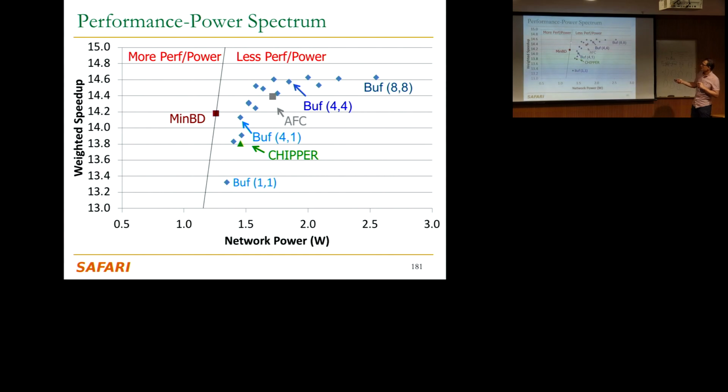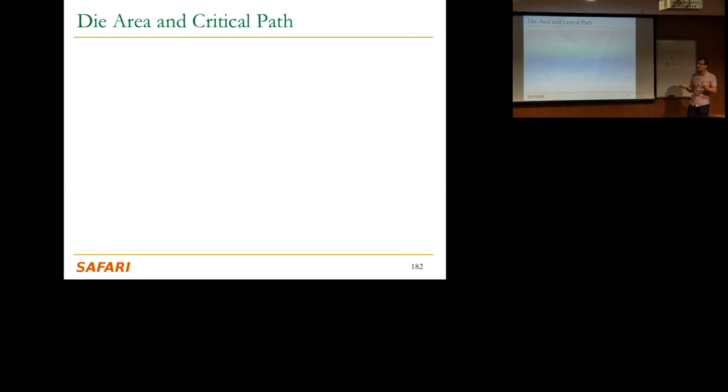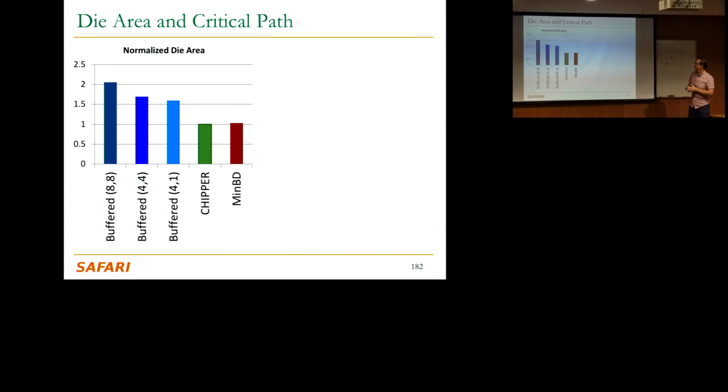And MinBD also has a spectrum, but it's not plotted over here because it has the side buffer. You can vary the size of the side buffer. So according to our results, this is the most energy efficient of any evaluated network router design so far. Okay, I'm going through this quickly, but hopefully this is obvious. So we looked at die area and critical path as well. This is your normalized die area. And MinBD is very similar to chipper, slightly higher because of the buffering.